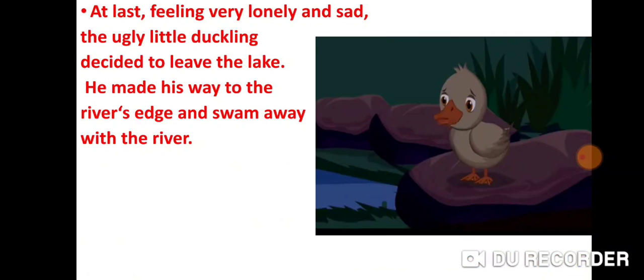At last, feeling very lonely and sad, the ugly duckling decided to leave the lake. After feeling very depressed and upset that nobody loved him, hearing the conversation of his brothers and sisters and others about what they thought of him, he decided to leave the lake and go away. He made his way to the river's edge and swam away with the river. Without telling his mother, he went to the river's edge and swam away with the river flow to another place, away from his mother and his brothers and sisters.